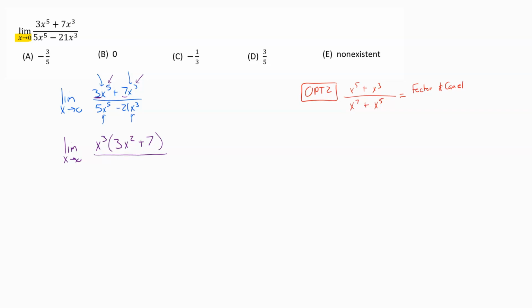Playing the same game on the bottom, the 5 is going to stick inside there. I'm going to pull an x. I've got x to the 5th and x to the 3rd, so how convenient. I'm going to be able to pull an x to the 3rd out of the bottom as well, leaving me with a 5. And then out of x to the 5th, I can pull out 3 of them, leaving me with an x squared. And on the back side here, I pulled out all of those x to the 3rds, and that's going to leave me with a minus 21. So there's the factor part of my factor and cancel.